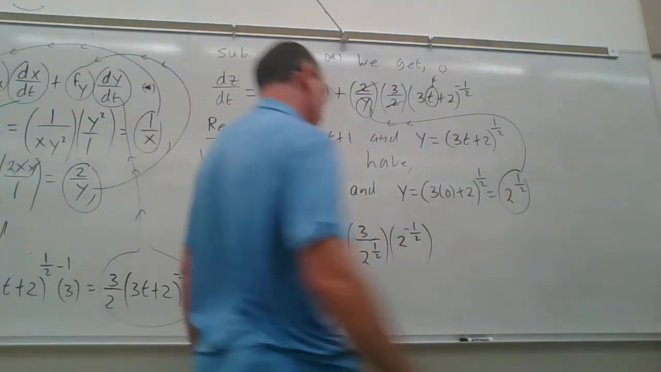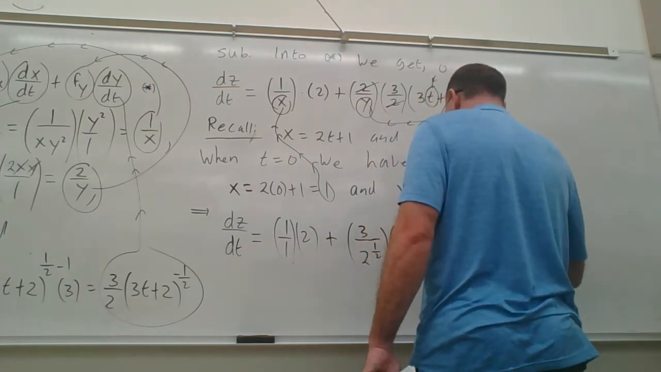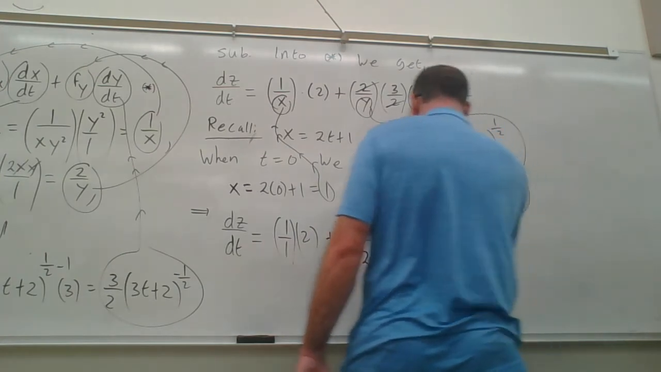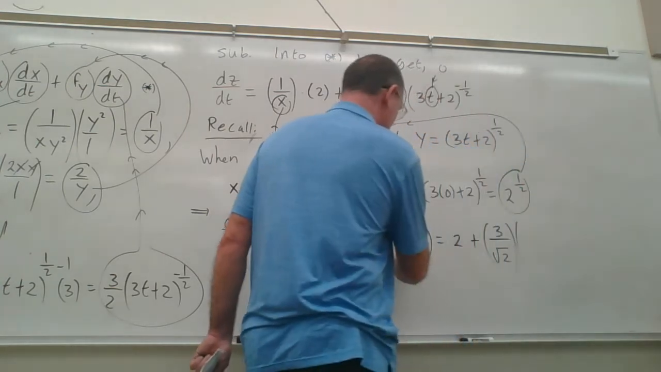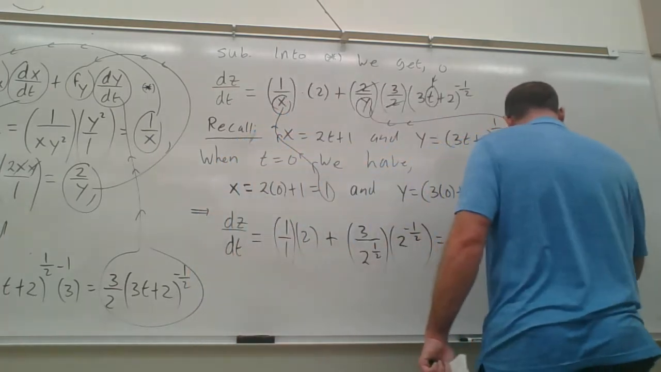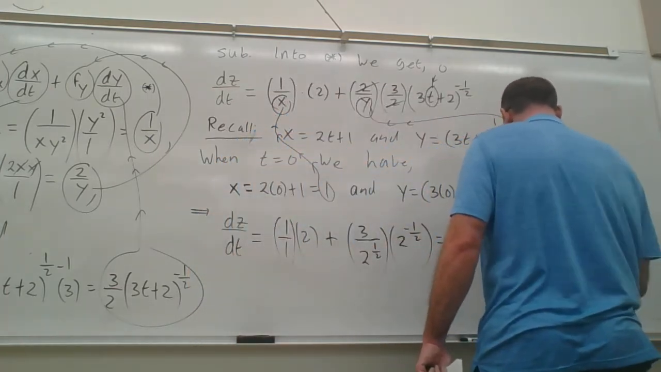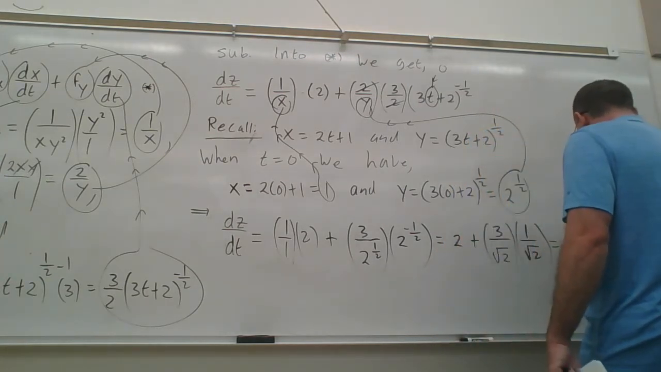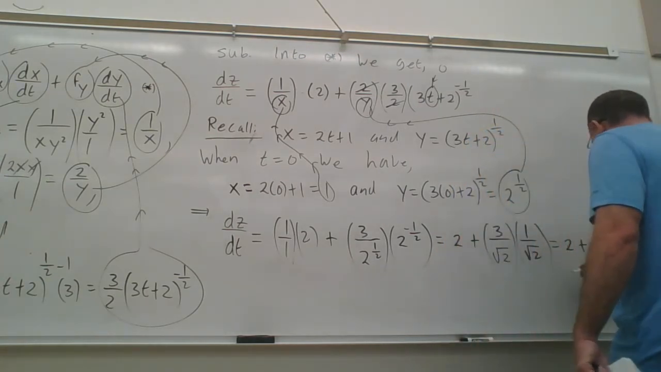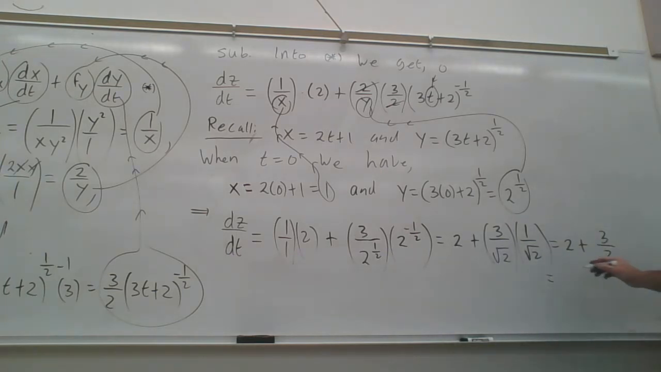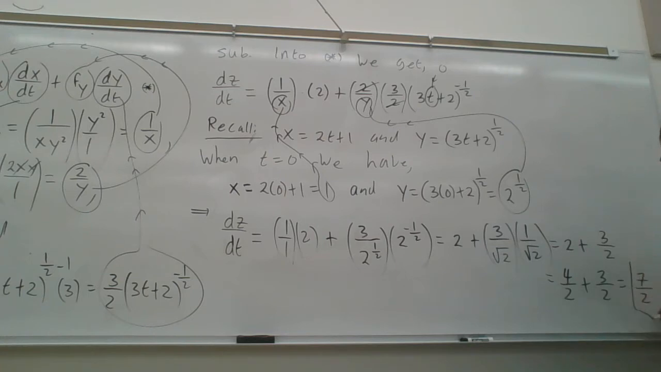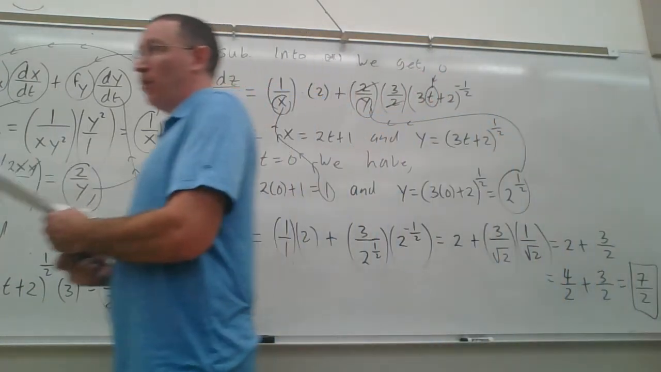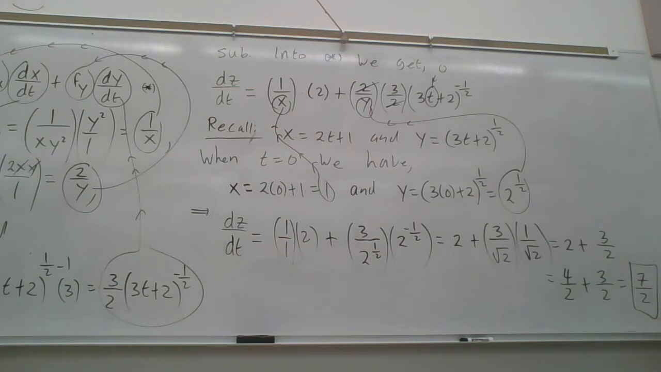So let's simplify this. So then 2 plus 3. You can write this as square root of 2. Now 2 to the minus 1/2, you can write as 1 over square root of 2. Multiplying those, we get then 2 plus 3 over 2. Then 2 you can write as 4 over 2. So it'll be 7 over 2 is our answer. So that's the answer we get from method 1. Let's do method 2 now.